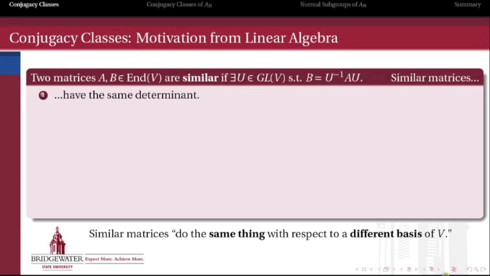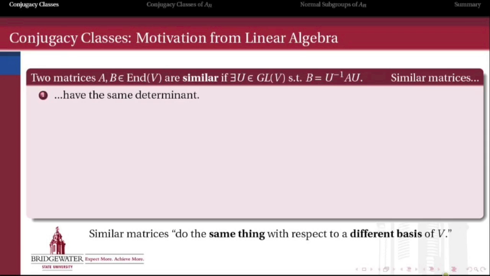To get some motivation, let's reach back for a moment into linear algebra. In linear algebra, we have this notion of similarity between two different linear transformations, A and B. If A and B are linear transformations that take a vector space to itself, so an endomorphism of that vector space, we say A and B are similar transformations if there exists an invertible linear transformation U such that B is equal to U inverse times A times U. So conjugating A on one side by U and on the other side by U inverse turns A into B.